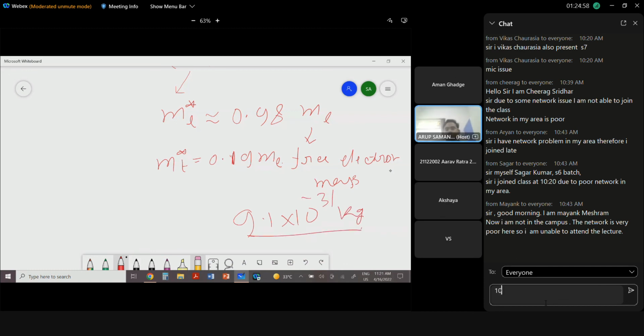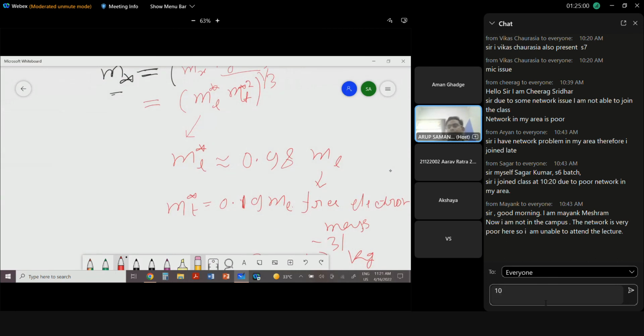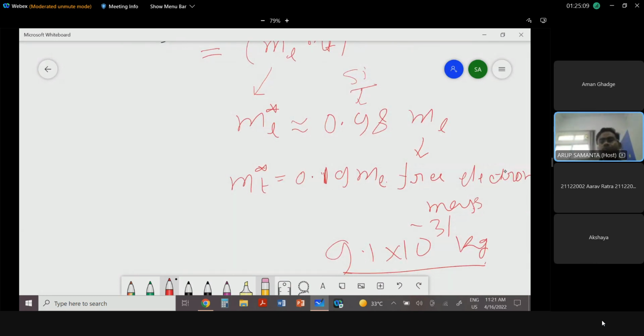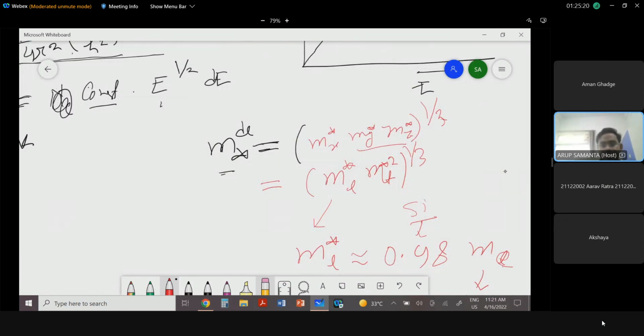So the effective mass, longitudinal mass, is 0.9 for silicon. This is for silicon. Other materials are different. Gallium arsenide, it is higher than free electron mass, 1 point something. So for silicon, this value is 0.98 times the free electron mass Me, and for MT it is 0.19 times the free electron mass. So you can get this MD value.